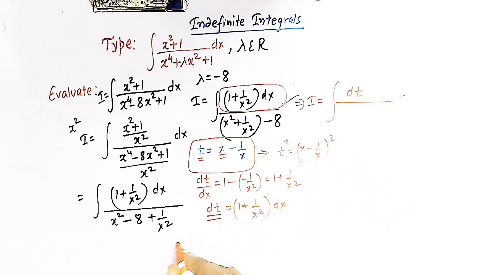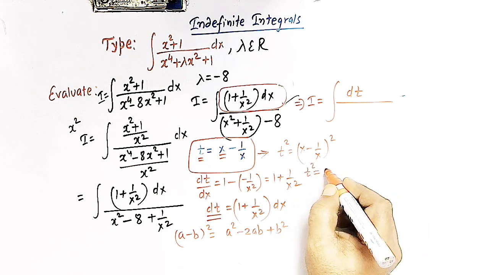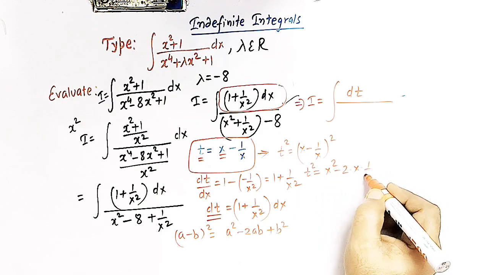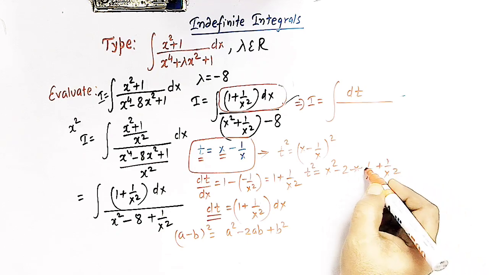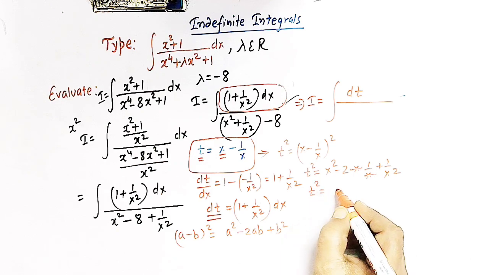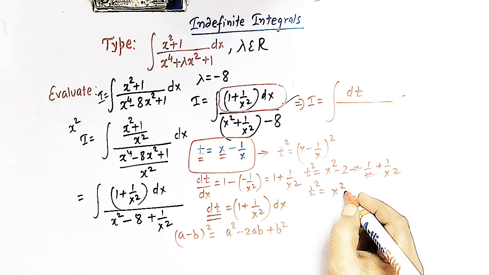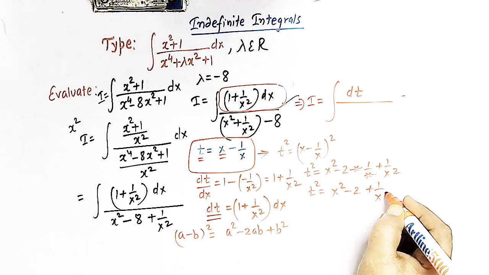Here we'll make use of the identity (a minus b) whole square is a square minus 2ab plus b square. So t square is now equal to x square, then minus 2ab, where we have x and 1 over x, and then 1 over x square. The x and x get cancelled, so we are left with x square minus 2 plus 1 over x square.